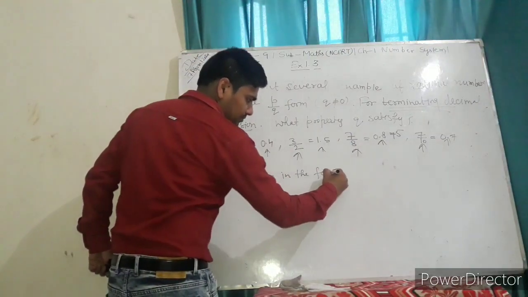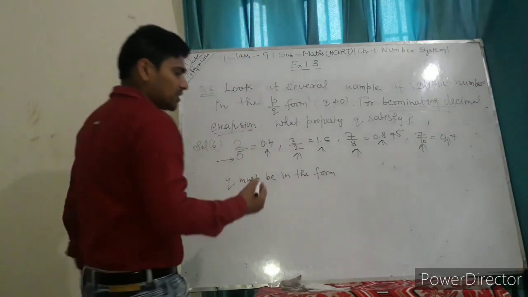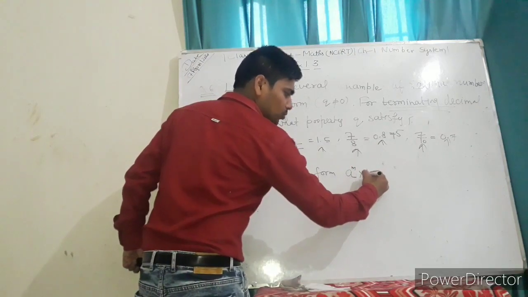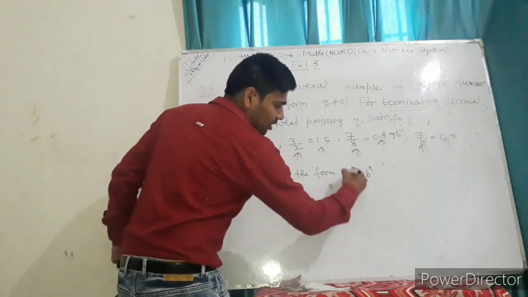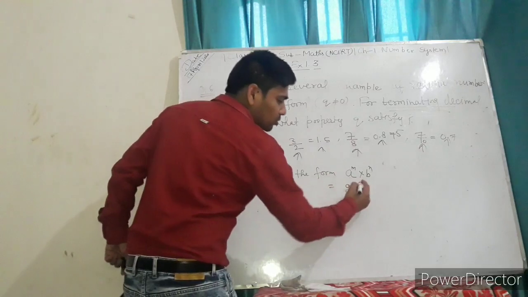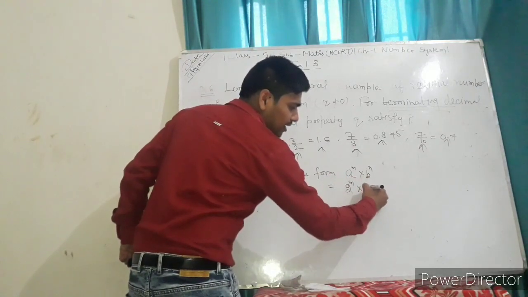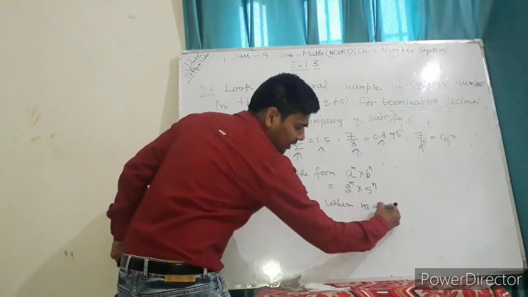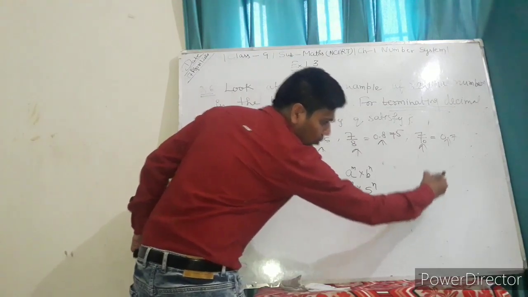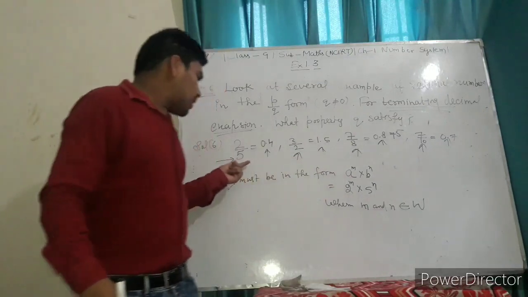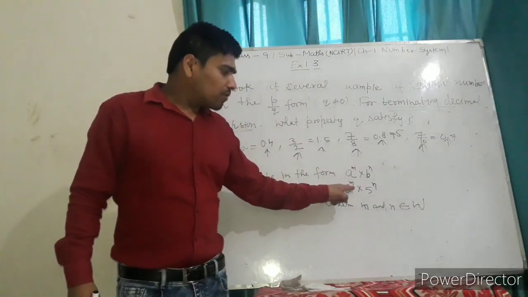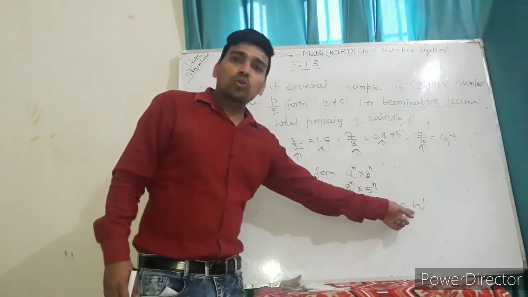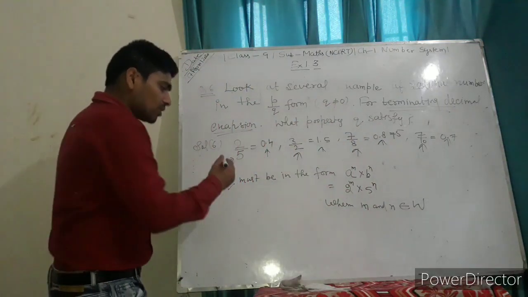in the form, okay, what form should q be in, or how should q be? It should be a raised to power m into b raised to power n, where a must be 2, so it can be 2 raised to power m and b can be 5 raised to power n, where m and n belong to whole numbers. What does this mean? Q should be in the form 2 raised to power m into 5 raised to power n, and m and n must belong to whole numbers. Okay, so we will check it.